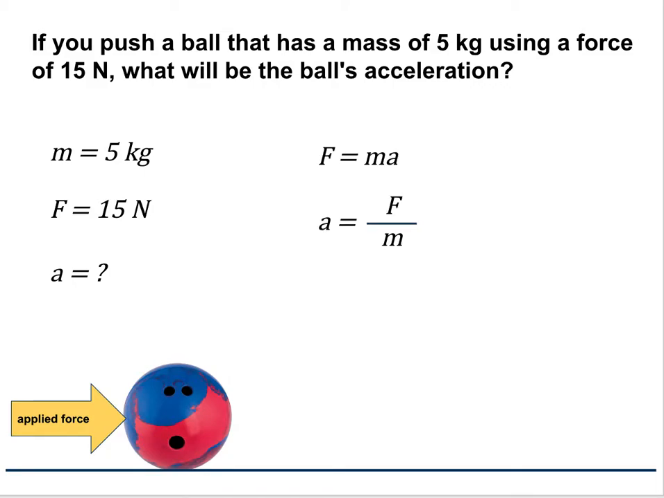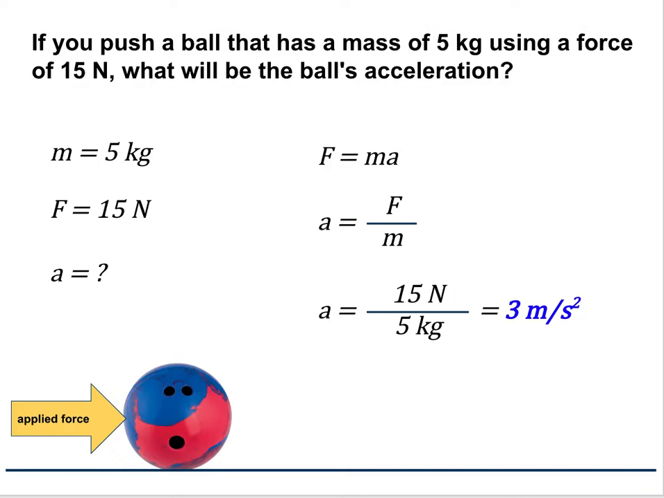But to find the acceleration, we would have to make a little bit of a change to that formula. We'd have to rearrange a bit, divide both sides by m, and see that division is the key math strategy here. So our acceleration would be the force divided by the mass, and we would get 3 meters per second squared. Now the units for this type of work are a little strange.